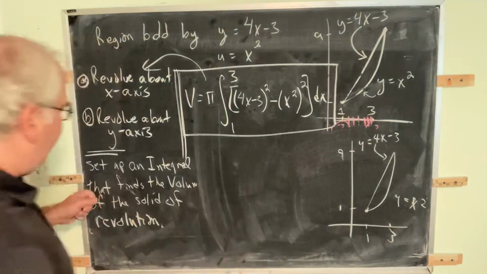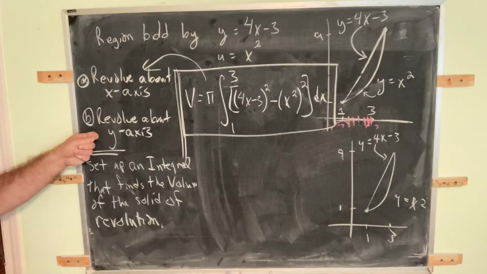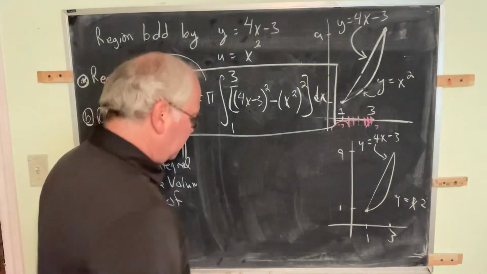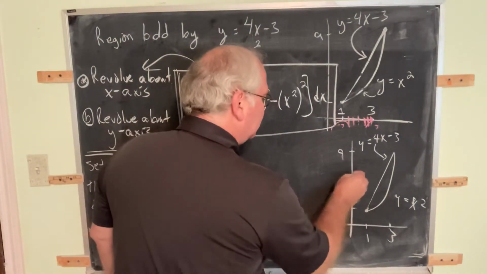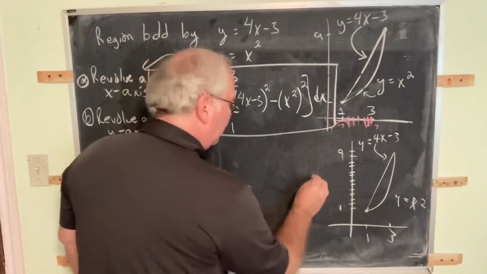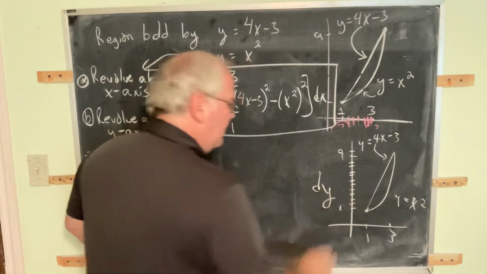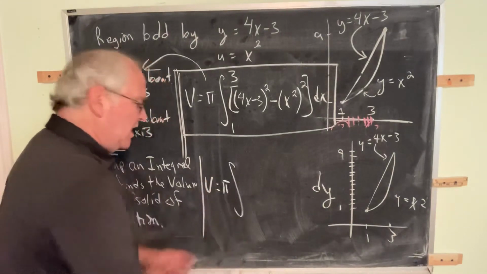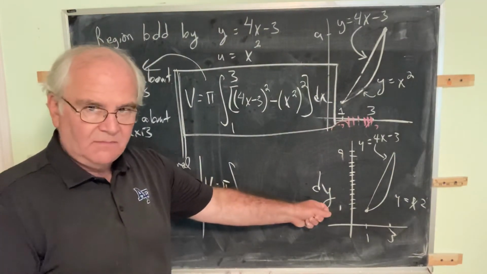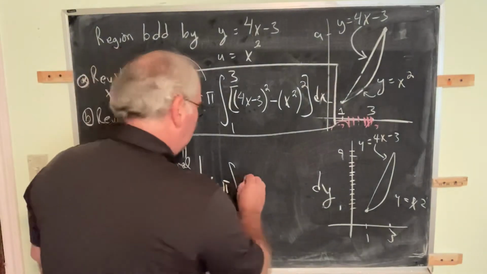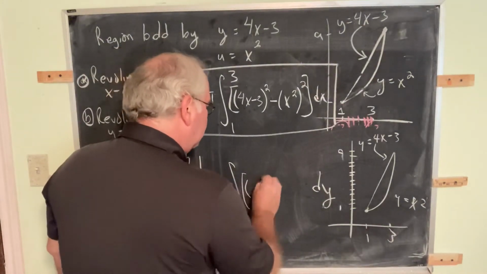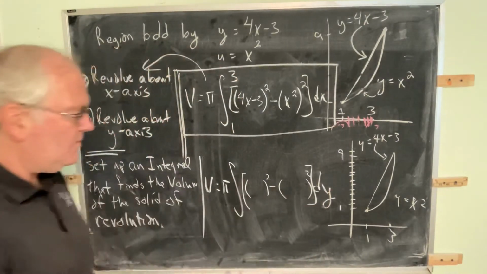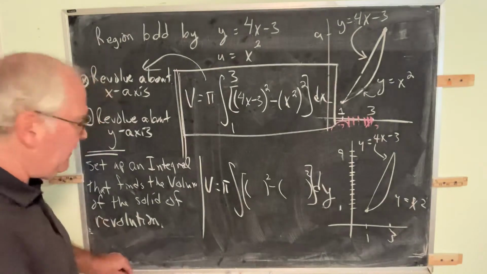Now, suppose we're rotating about the y-axis. We're going to revolve about the y-axis. The axis of rotation is the axis of partition. And the axis of partition gives us the variable of the integral. So the volume is going to be pi times whatever it's going to be, dy. And so we need outer squared minus inner squared, dy. And all we need to do is find the outer minus the inner.